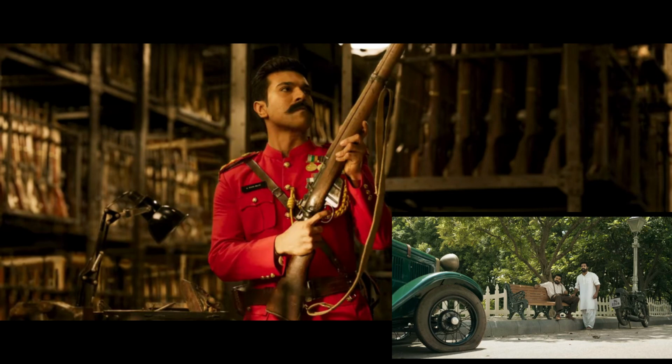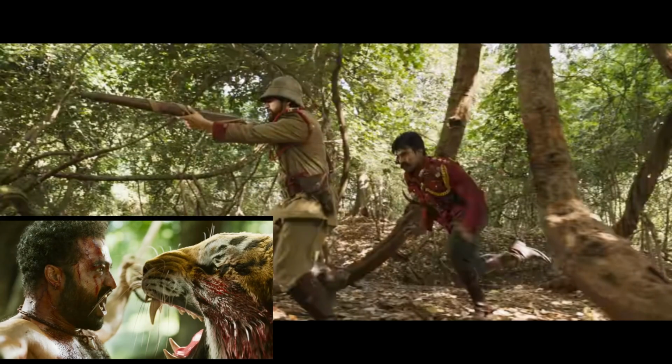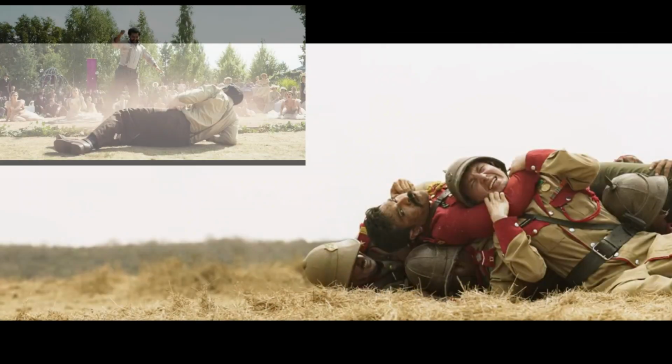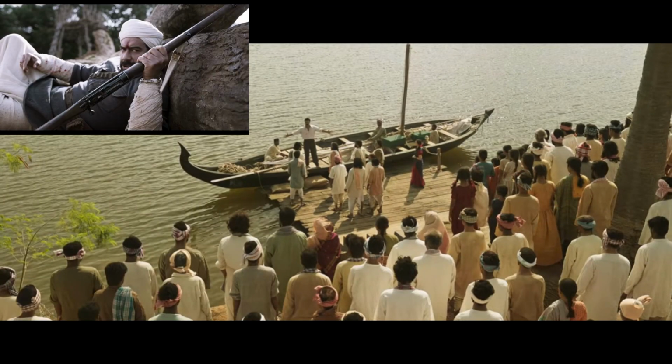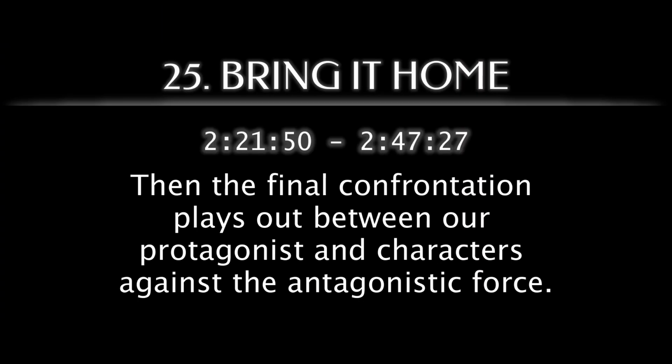Rom maneuvers the game pieces into place ahead of Beam's execution, and his true loyalty is revealed again, now openly anti-British. These soldiers are chased through the forest, this time Rom is the tiger, while Beam murks a crowd of angry people, taking Rom's place from the opening. Beam and Molly escape because Rom sabotages his mission. Then we revisit his promise to his village to arm the resistance. Then the final confrontation plays out between our protagonist and characters against the antagonistic force.